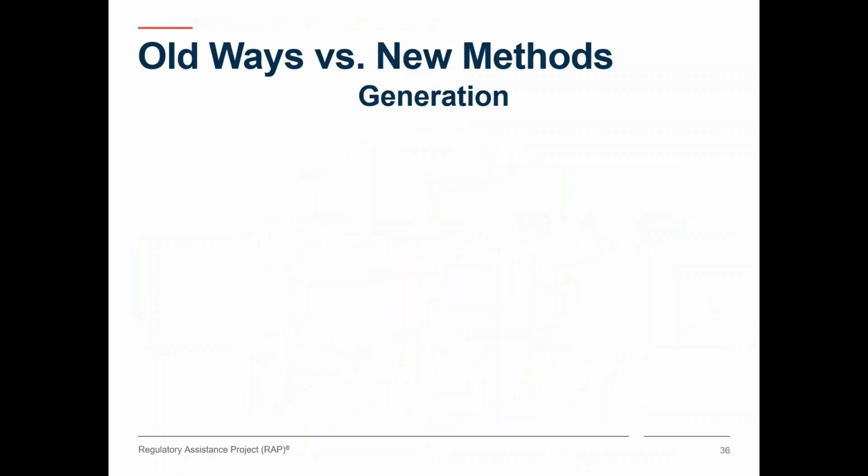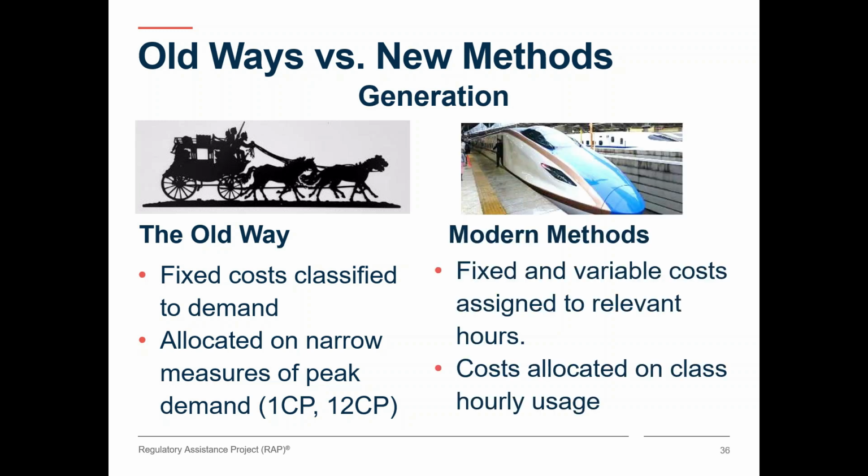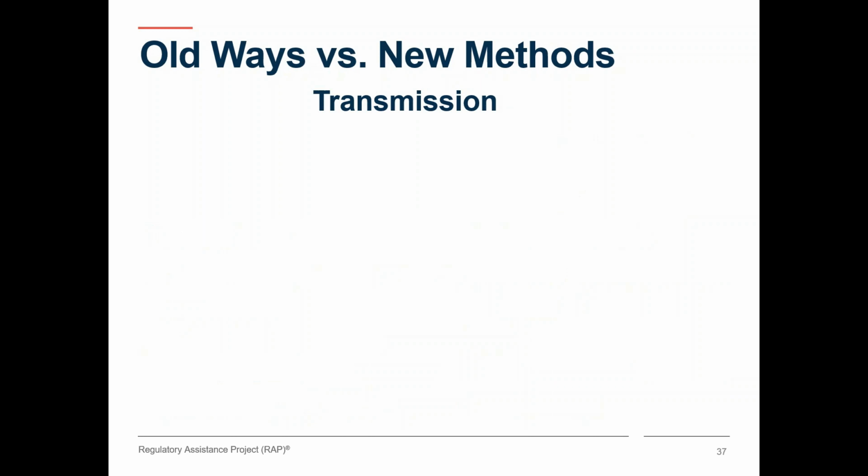Let's look at some specifics for three different functions, starting with generation. Old studies would classify all generation fixed costs as demand related and typically allocate all of these on the highest monthly peaks or sometimes even a single peak hour of the year for all system load. Modern methods will combine the fixed and variable costs and assign them to the hours when each type of generation provides service. The cost will not be equal in every hour.